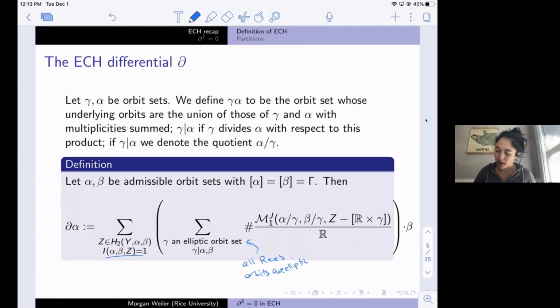Okay, and this works out to the regular way that we think about the ECH differential, because if I remember how I used to think about the ECH differential, the parts that were just covers of R cross gamma, I can just replace by adding in trivial cylinders. So if I have some curve in this moduli space, I can think of the curve in the usual way as a curve in this moduli space along with some trivial cylinders over gamma.